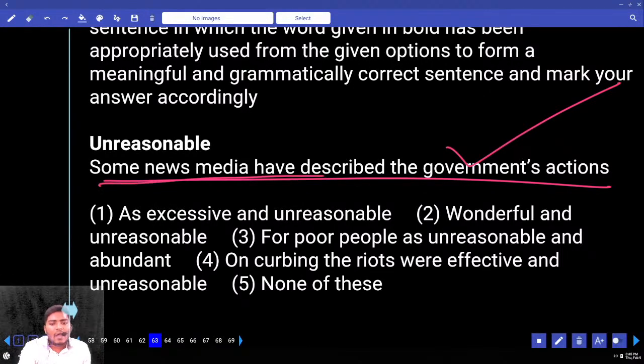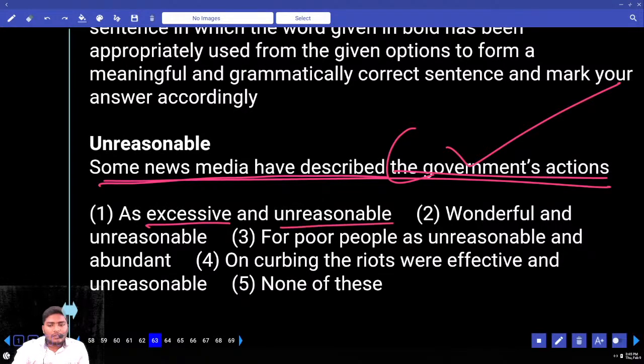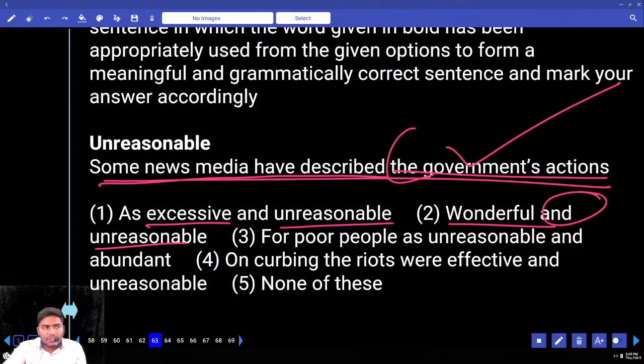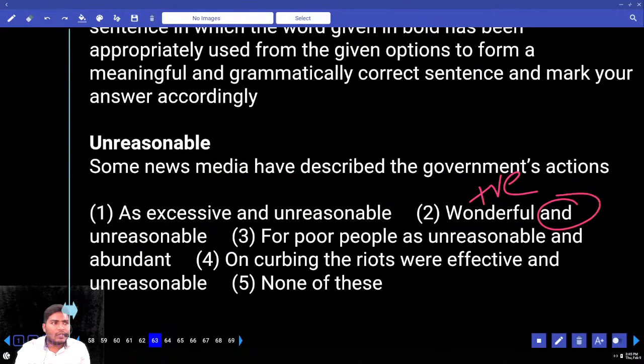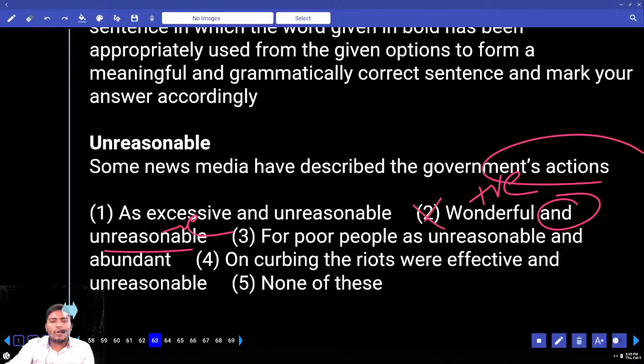Some news media have described the government's actions. Some news media, they described government actions as something. Government actions as excessive, unreasonable. Another one is wonderful, unreasonable. Both are combined with and. Can we use that combination? Wonderful is a positive word and is used with a negative word. We cannot give two qualities to government actions. Eliminate that. Okay, next one.